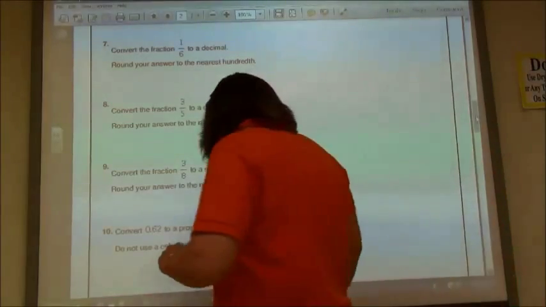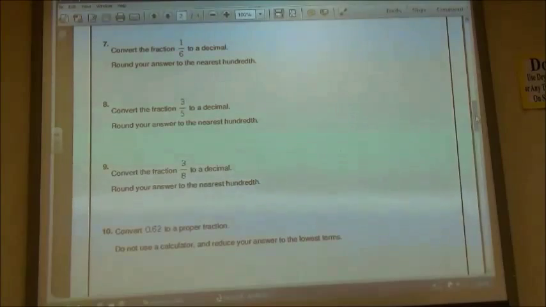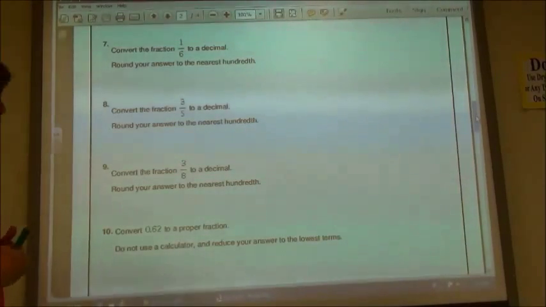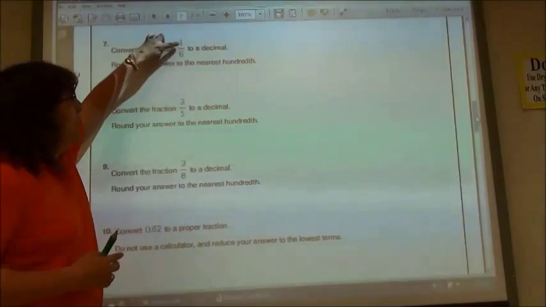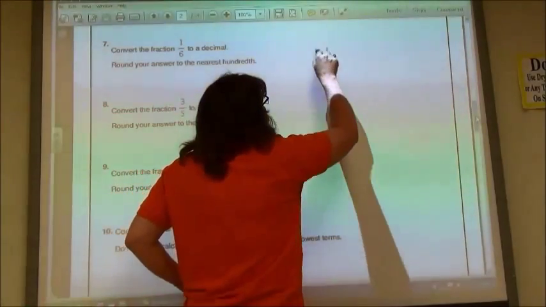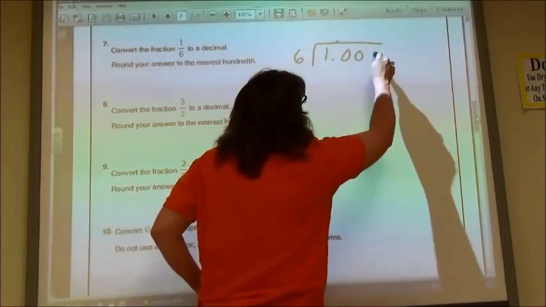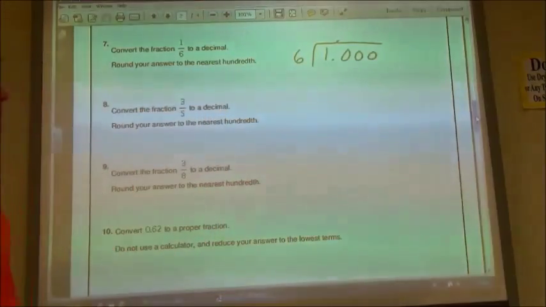7, 8, and 9, they want you to convert a fraction to a decimal. Just to remind you again, fractions are really division problems. 1 divided by 6. So I'm taking the 1 on the inside, I'm dividing it by 6. So I'm adding my decimal point and some zeros. It says round to the nearest hundredth, so there'd be to the hundredth, one more spot for my rounding.